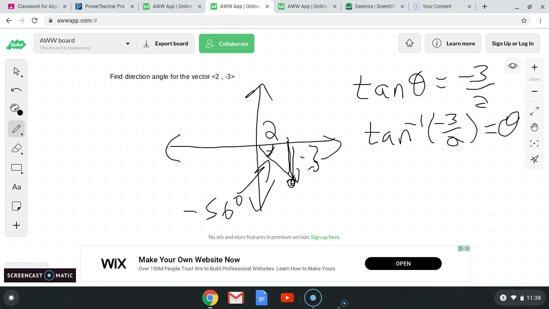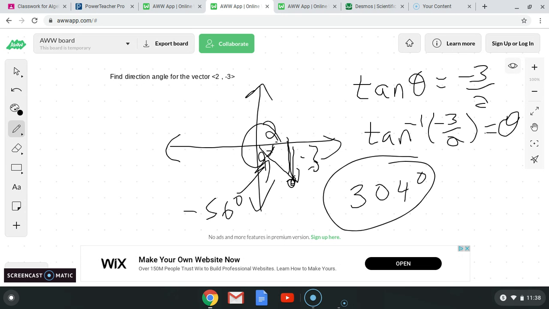You could also say that this angle, the angle of the vector, if I started on this spot, would be all the way around, right? So we could say that it is 304 degrees because 360 degrees in a full circle. Okay, so that's how we can find our direction angle.